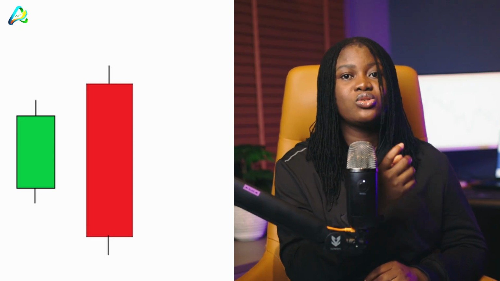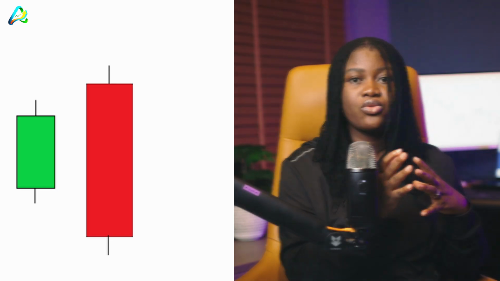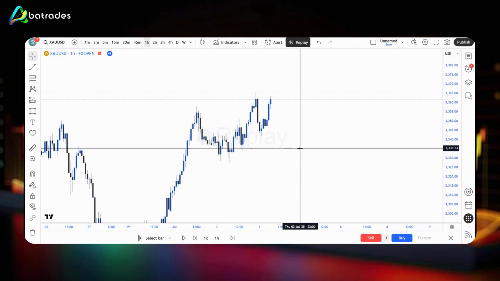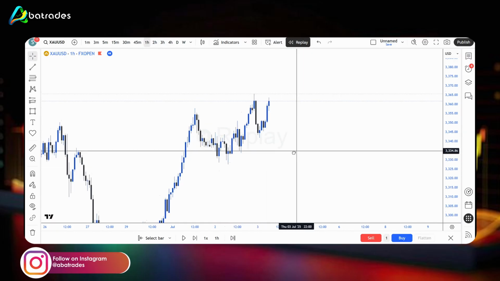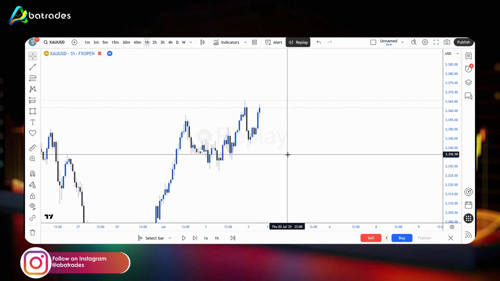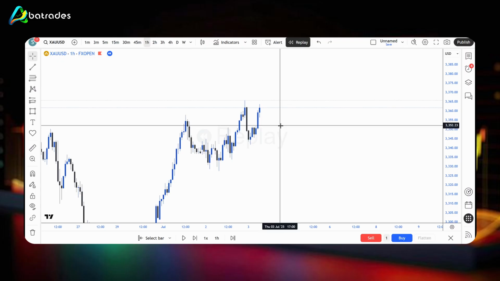All right, it just shows that there's going to be a power shift very soon from buyers to sellers, right? This is how you can trade the bearish engulfing candlestick pattern. Okay, so you'd have a first bullish candlestick, which is small, and then you have a bearish candlestick which consumes that bullish candlestick.